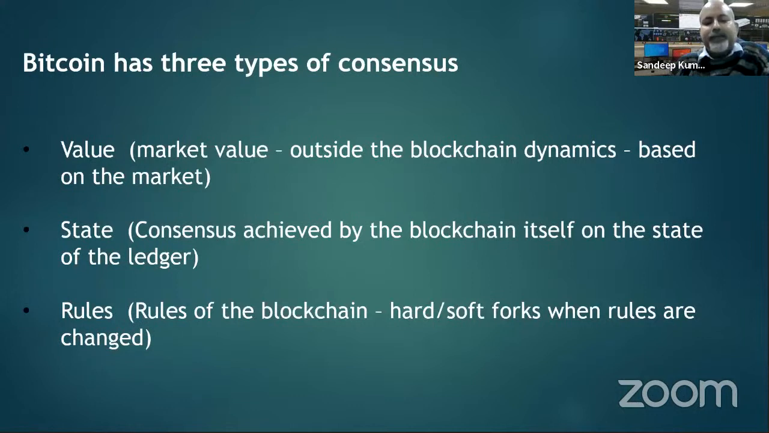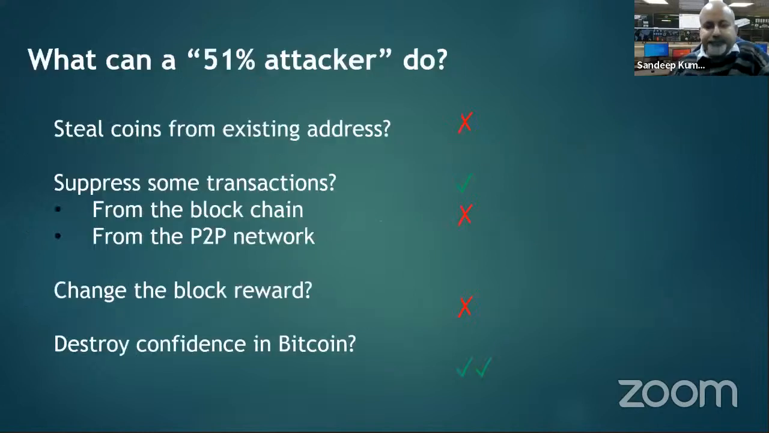For example, you may decide tomorrow, I mean, not you, but the community of Bitcoin may decide tomorrow that each block will become 4 megabytes. Or it may decide that the consensus method from now on will not be proof of work, but something like proof of stake. Then the rules of the blockchain have changed, and that leads to something called forking of the blockchain. So there are two types of forks: hard fork and soft fork.